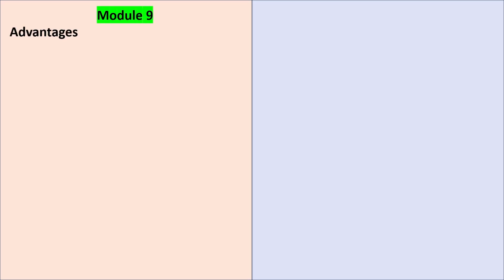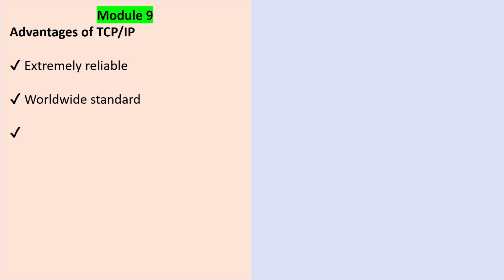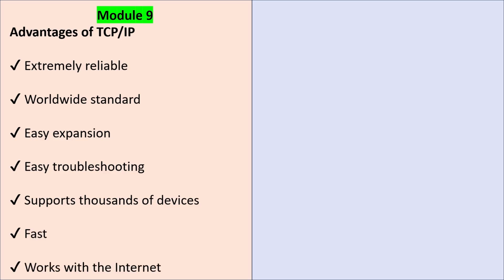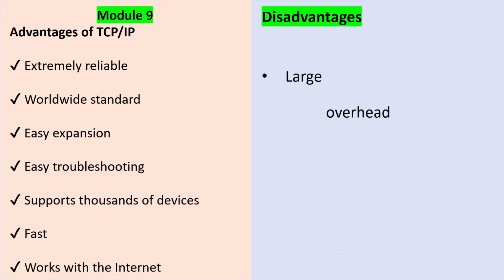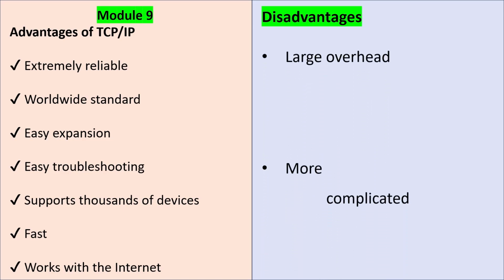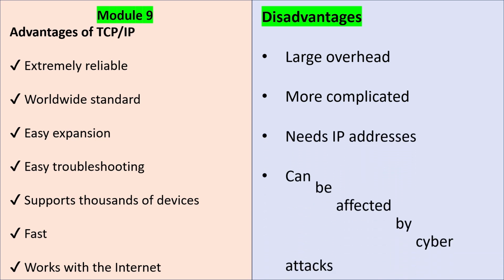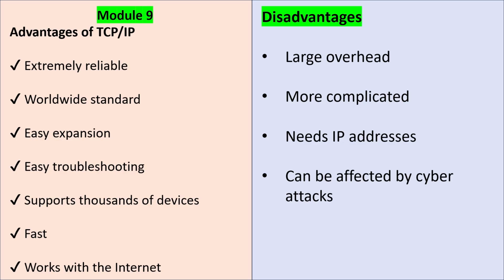Module 9, Advantages of TCP-IP. It's extremely reliable, it has a worldwide standard. It's easy to expand, easy troubleshooting, supports thousands of devices, it's fast and works with the internet. Disadvantages are, it's got a large overhead, it's more complicated, it needs IP addresses, it can be affected by cyber attacks, it requires network management.